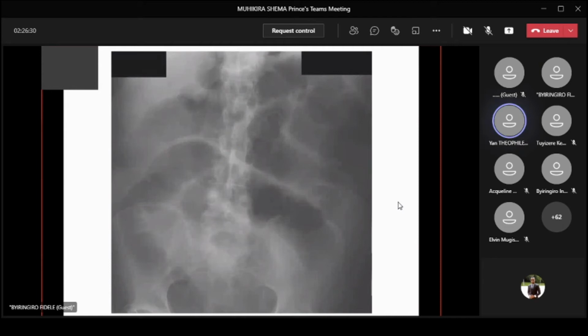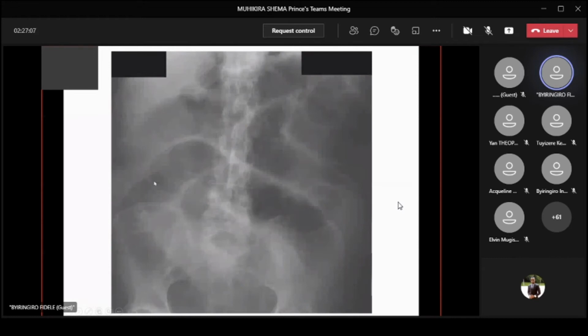My question is, what are you seeing on this abdominal X-ray? Okay, these are segments of bowel. We can't be sure if it's the small bowel or large bowel, but what we can see is air. Do you see air in this abdomen?